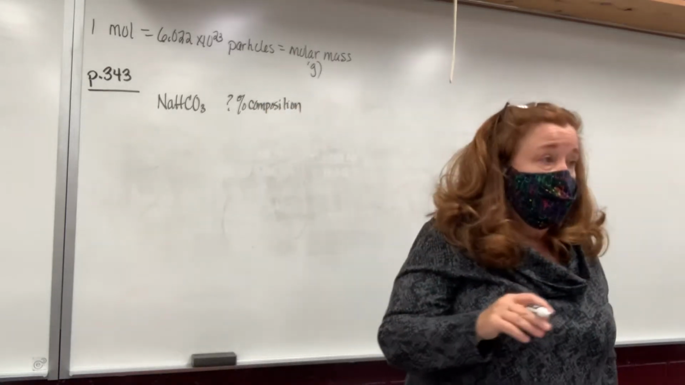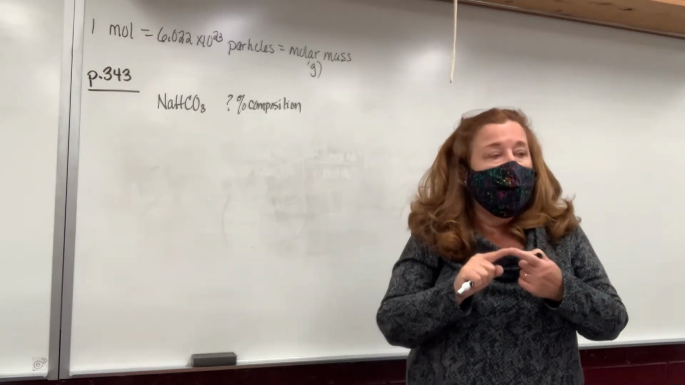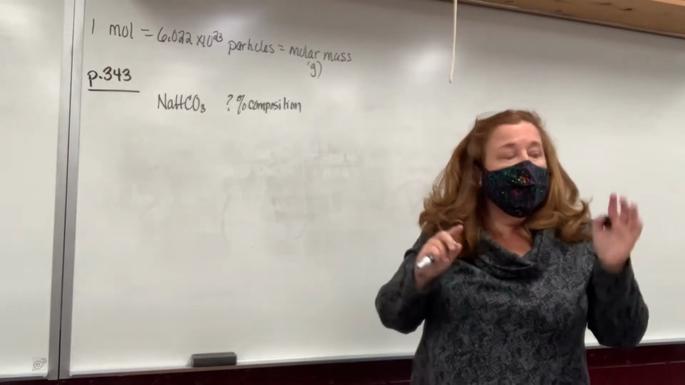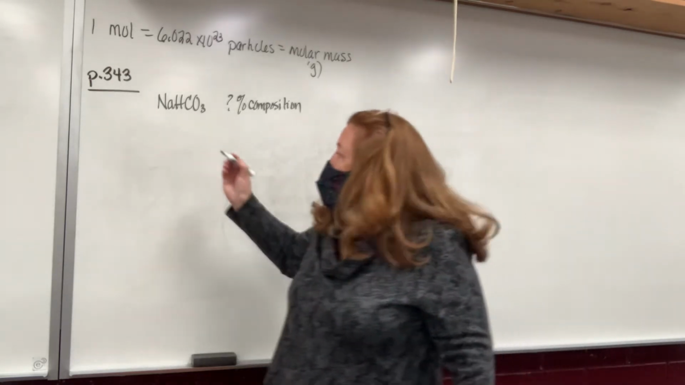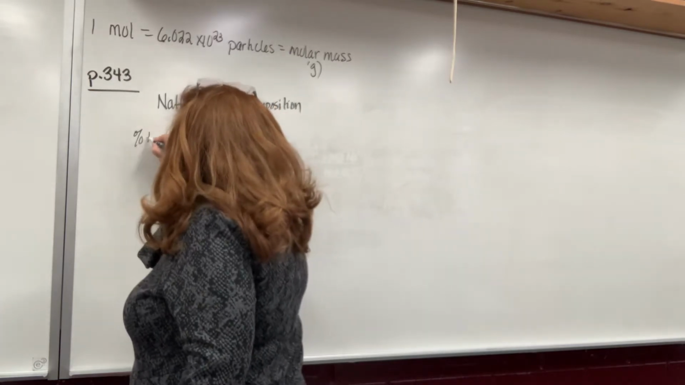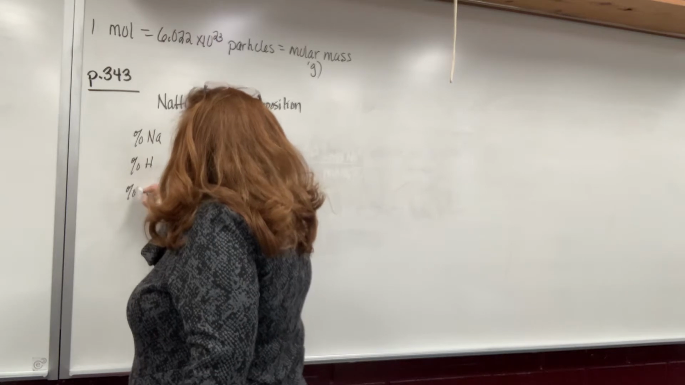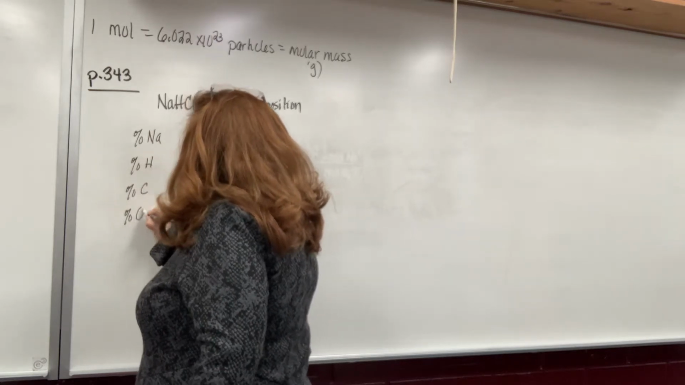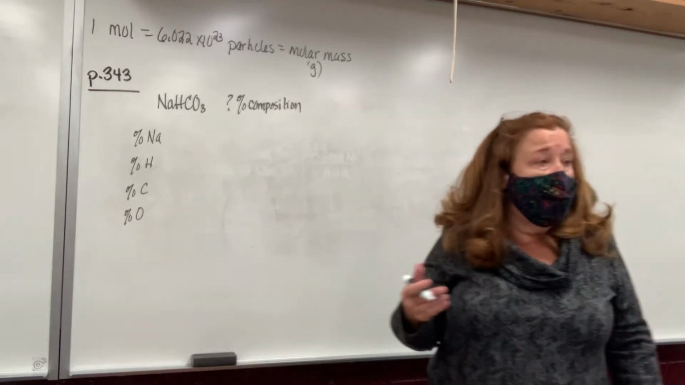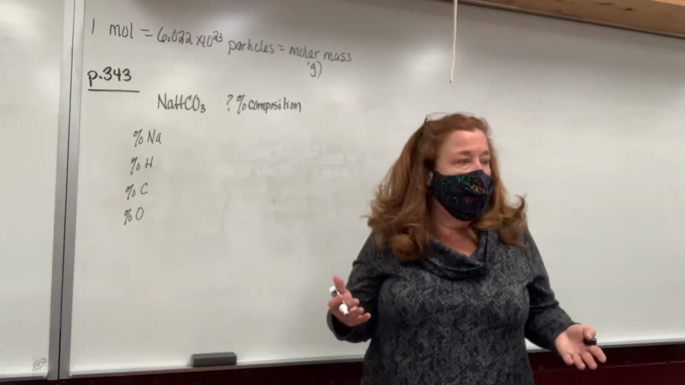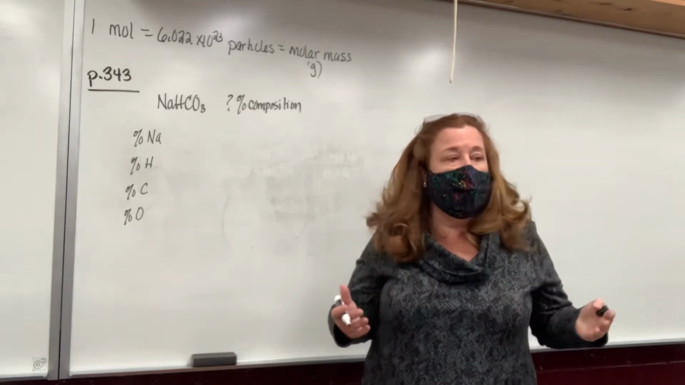So for percentage compositions, by definition, it is the percentage by mass of each element that makes up the compound. So the first thing you have to recognize is which elements are making up the compound. So you've got the percent that's sodium, the percent that's hydrogen, there's a percent that's carbon, and then there's a certain percent that's oxygen. So however many elements there are, that's how many percentages you have to find. And then you've got to know that percentage is the part divided by the whole thing times 100.